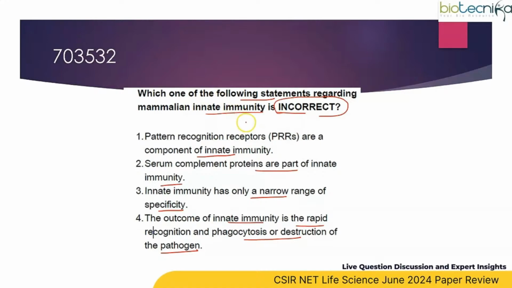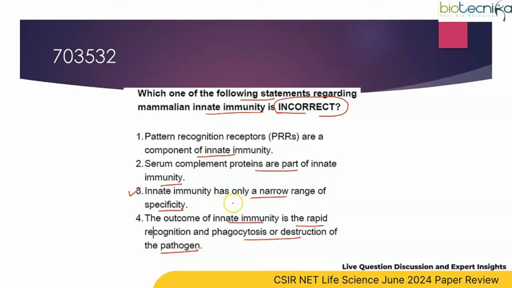So they're asking about innate immunity. This is a very simple question. If we talk about the standard or difficulty of the question, it is comparatively very simple, where you need to know the characteristics of innate immunity. Some students have answered right. The right answer for this question is going to be option 3. Innate immunity has only a narrow range of specificity.